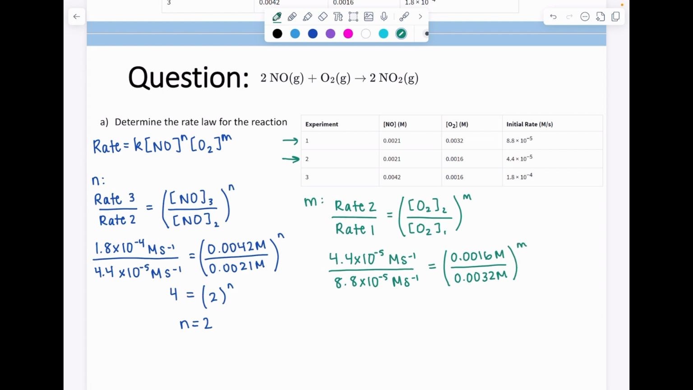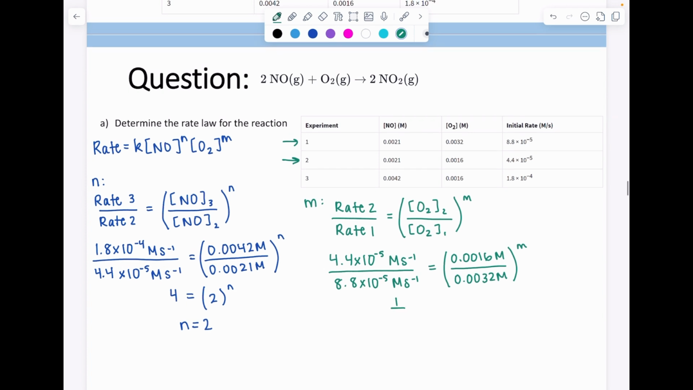Okay, I've plugged in the rates and the concentrations of O2. Simplifying the fractions only, we get 1/2 is equal to 1/2 raised to the power of M. The value of M that would set the right and left side of that equation equal to each other is 1. So M is 1.